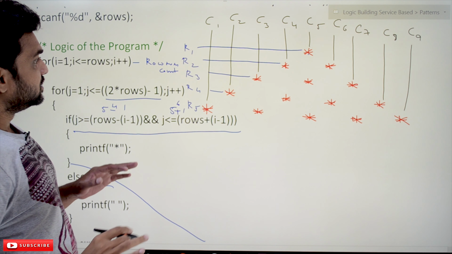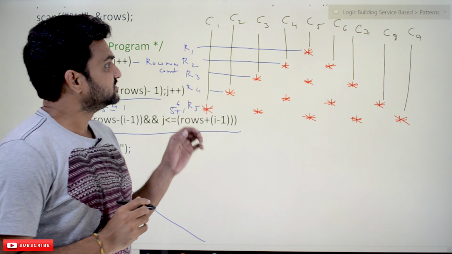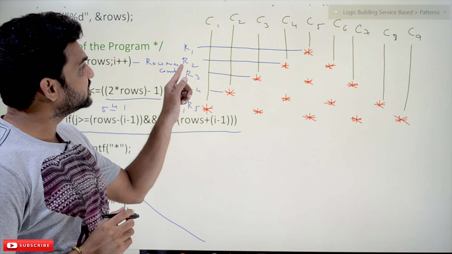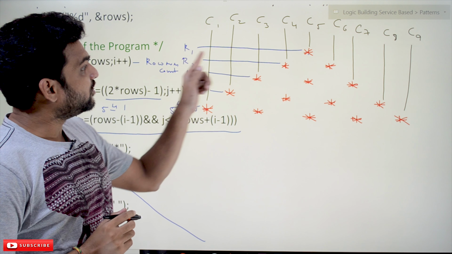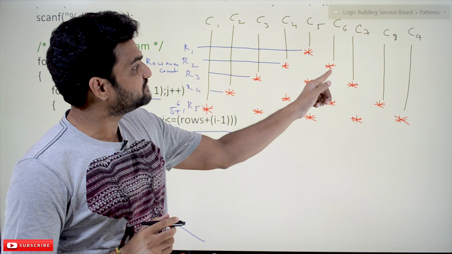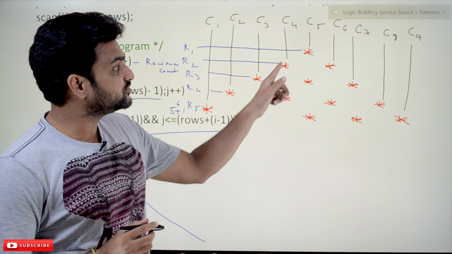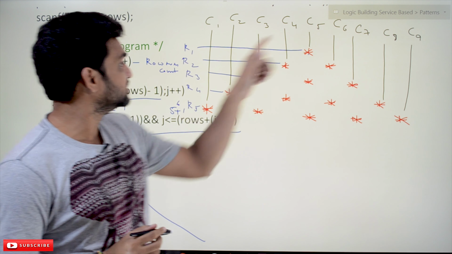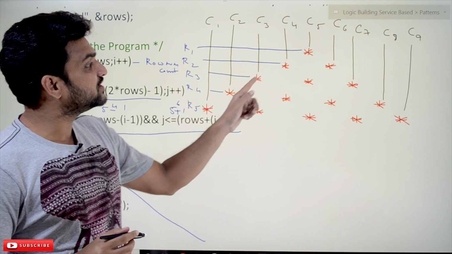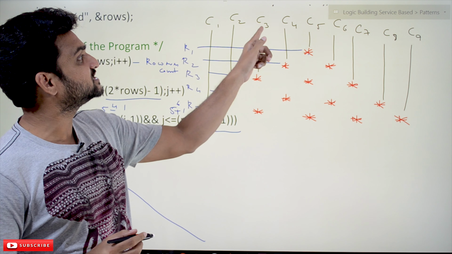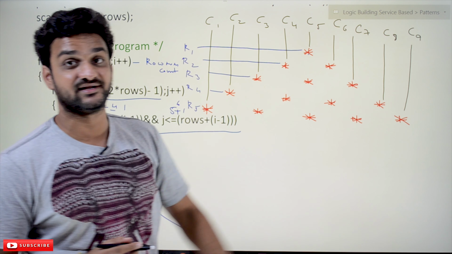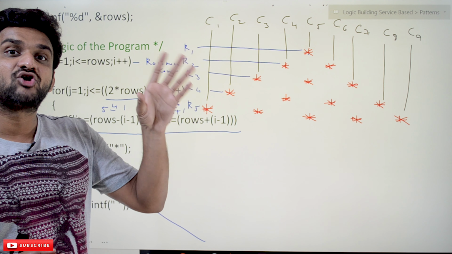Okay, so now what is the analysis? See here, if we are in row 2, where we are going to print the spaces and where we are going to print the stars, we are going to print the stars at 4 and 6. If we are in row 3, where we are printing the stars, we are printing the stars at 3, 5 and 7. So there is some commonality.